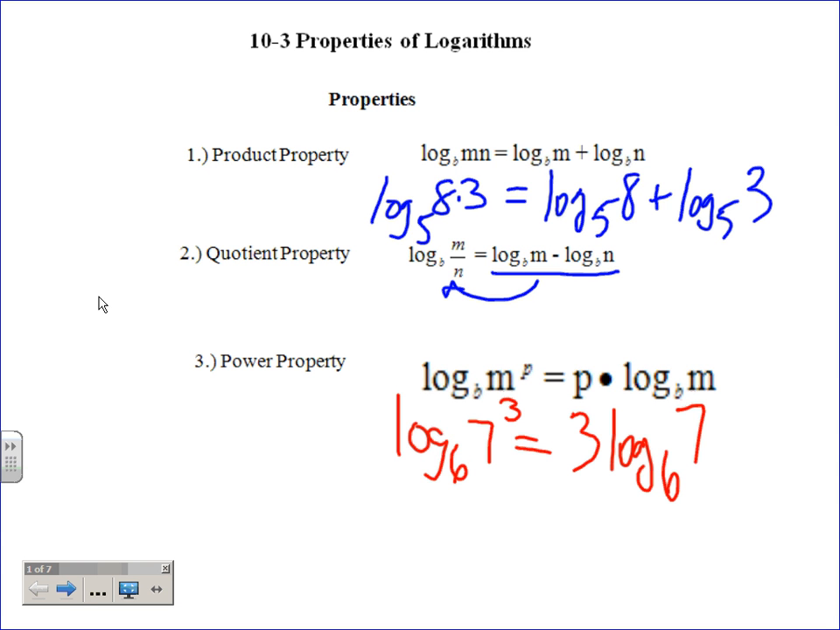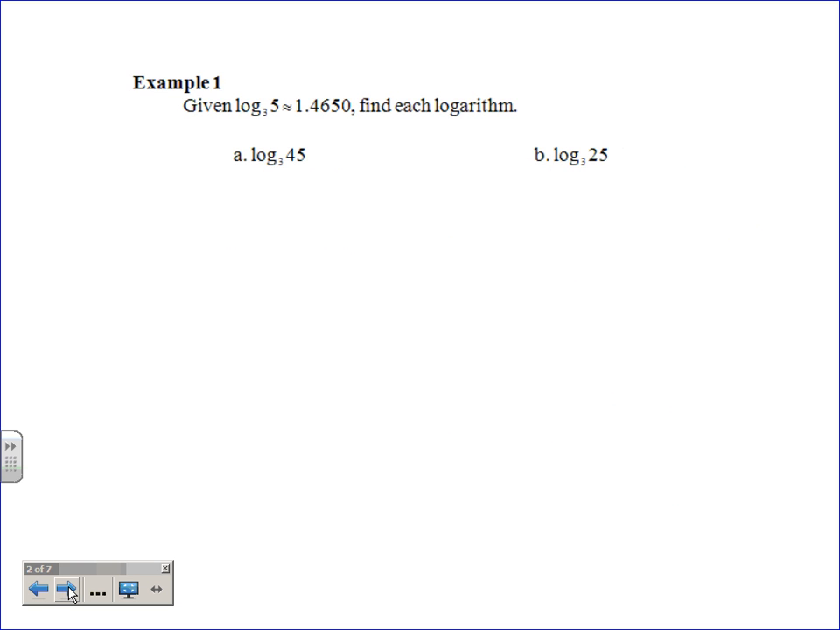Those are the properties. We are going to use them in a second, but I'm going to have you make some educated guesses on these next problems before we actually do them, because it will help you understand what logarithms are. Everybody got the properties down? All right. Now, basically what I've done here is I said log base 3 of 5 is approximately equal to 1.4650. That's what the tables would have told me if I had looked it up. I used a calculator, but that's what the tables would have given.